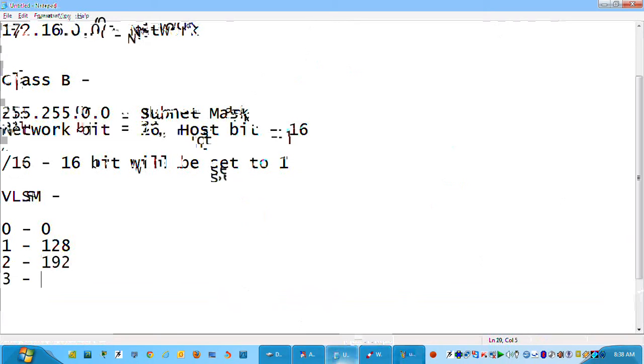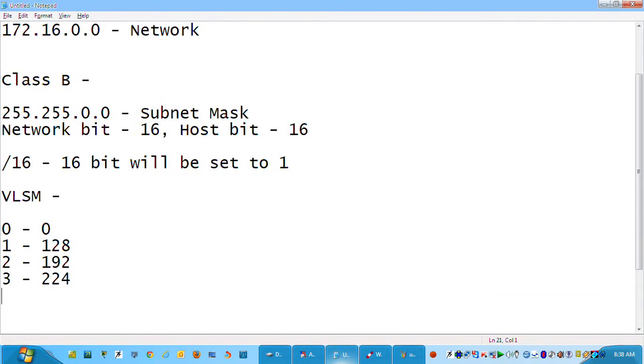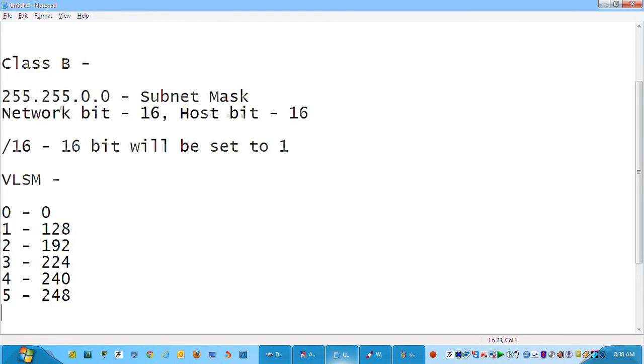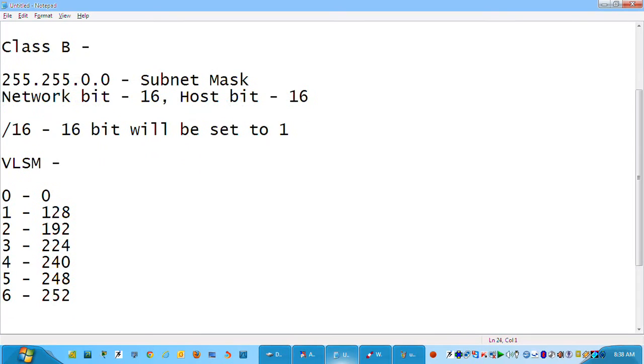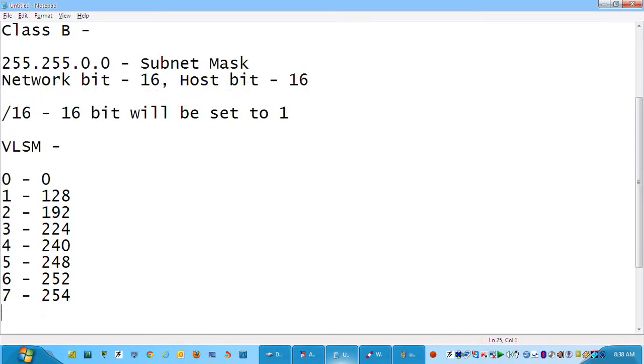3 bits means it will be 224. If you add 32 more, it will be 240. Then for 5 bits, this has to be 248. If it is 6 bits, it has to be 252. If it is 7 bits, it has to be 254. If it is 8 bits, it has to be 255.